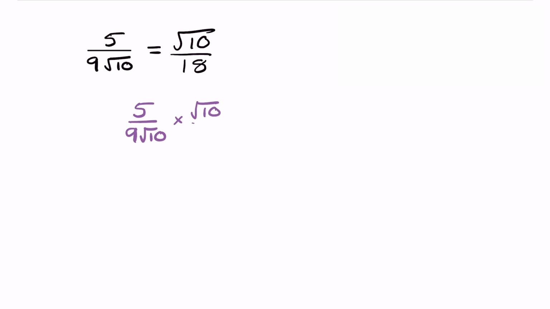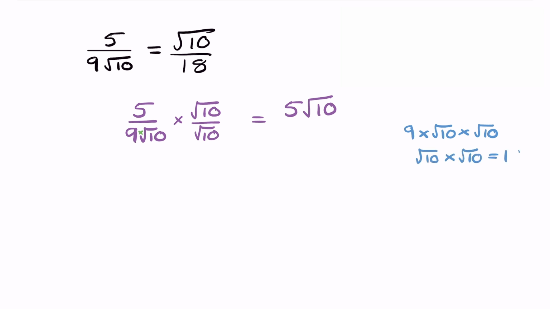Root 10 at the top multiplied by root 10 at the bottom. That gives us 5 multiplied by root 10 is 5 root 10. And then we have 9. And down here, well, we know there's an invisible multiplication sign in between those two. So there we have 9 multiplied by root 10 multiplied by another root 10. And as root 10 multiplied by root 10 equals 10, that means we've got 9 multiplied by 10, which would give us 90. If we look at where it fully simplifies to, it simplifies to root 10 over 18.